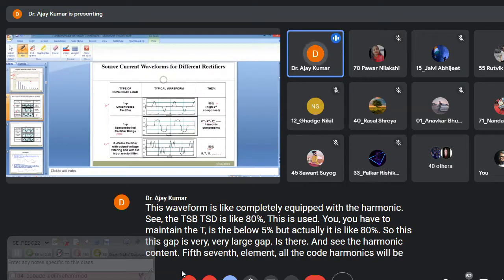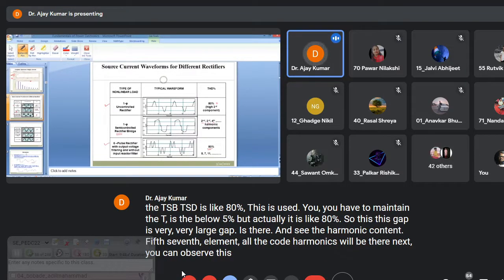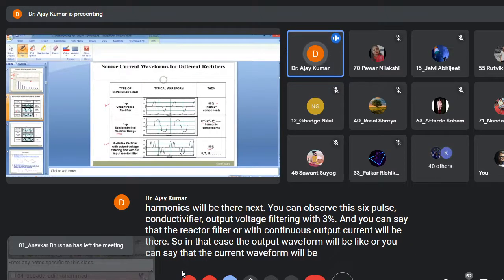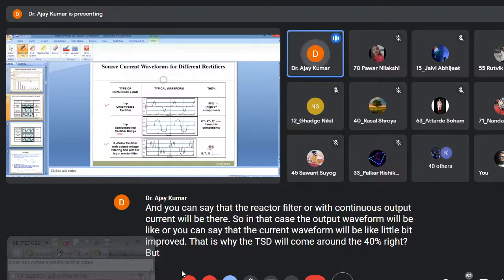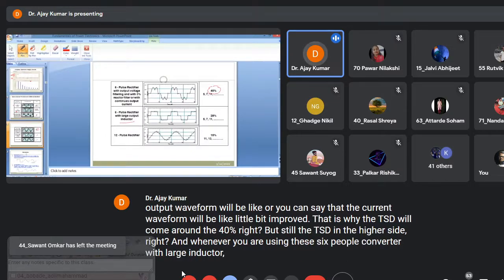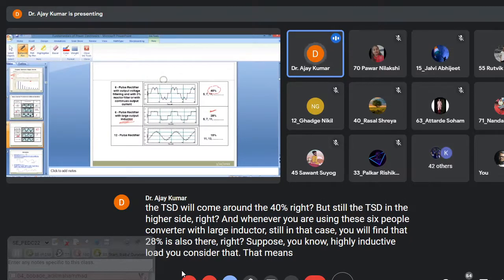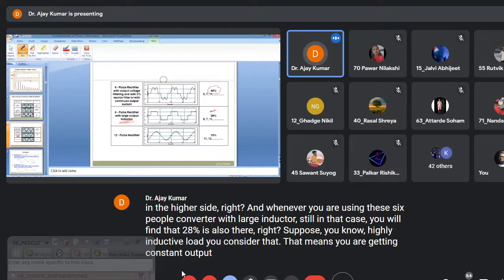Next, you can observe this 6 pulse rectifier output voltage filtering with 3% reactor filter, or with continuous output current. In that case, the current waveform will be a little bit improved. That is why the THD will come to around 40%, but still the THD is on the higher side. And whenever you use this 6 pulse converter with a large inductor, you will still find 28% THD. Suppose you have a highly inductive load. That means you are getting constant output current, but still the current that the rectifier is extracting from the supply is of this kind of nature.